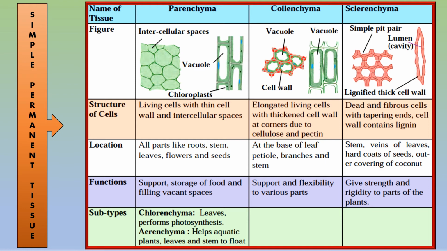And we have two subtypes of simple permanent tissue, that is chlorenchyma. It's present in the leaves and its function is to perform photosynthesis. And aerenchyma helps aquatic plants or water plants. It helps their leaves and stems to float and not drown in water.